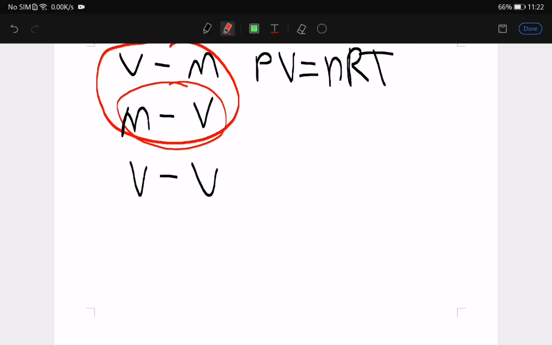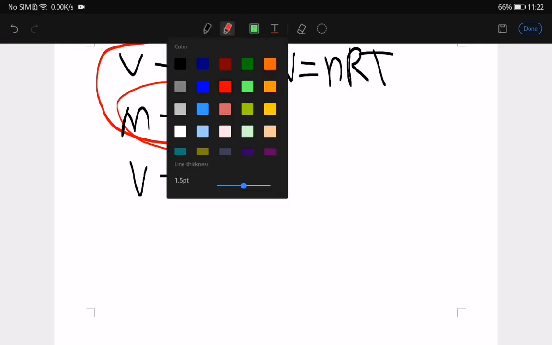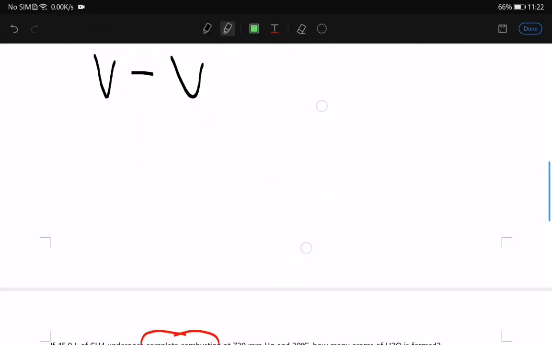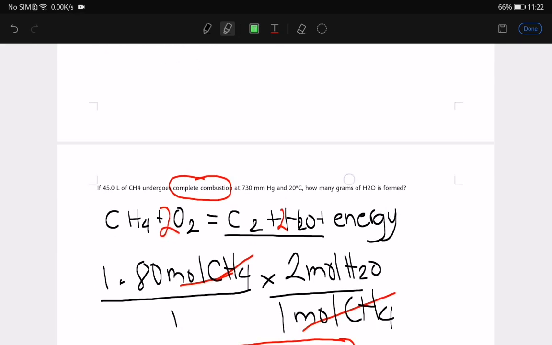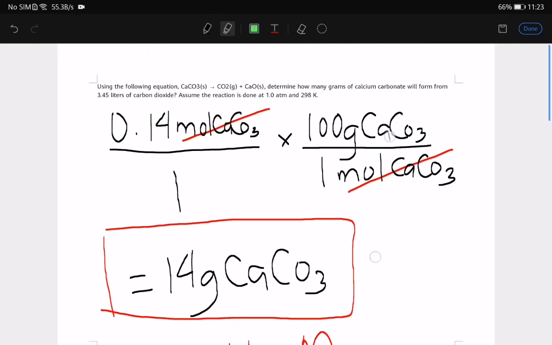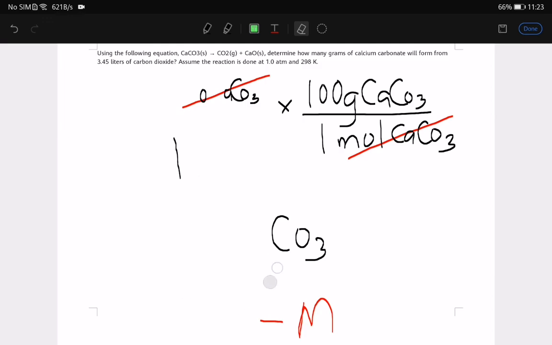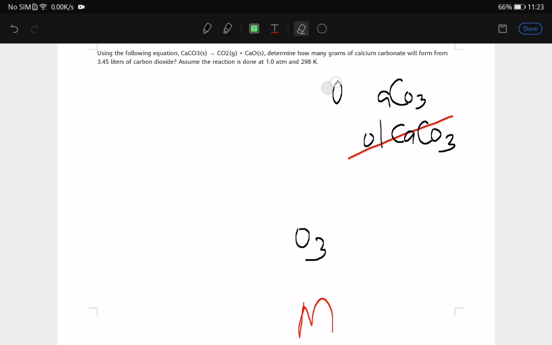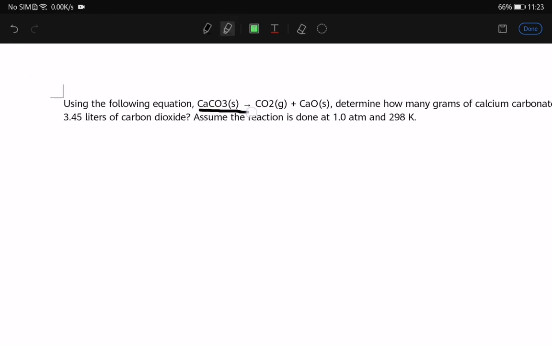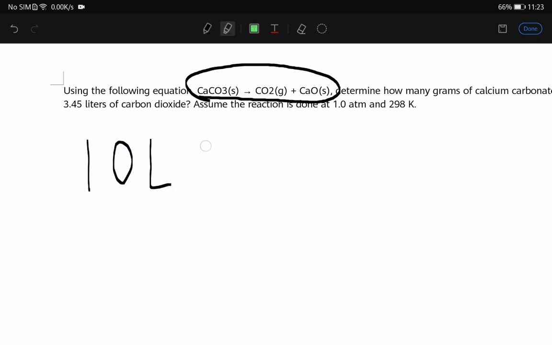Let's take this equation as a volume to volume relationship. Assume you have an equation with calcium carbonate, and you have 10 liters of calcium carbonate. How many liters of calcium oxide will be produced?